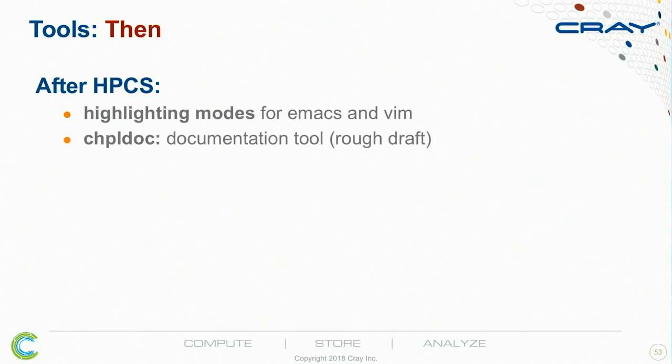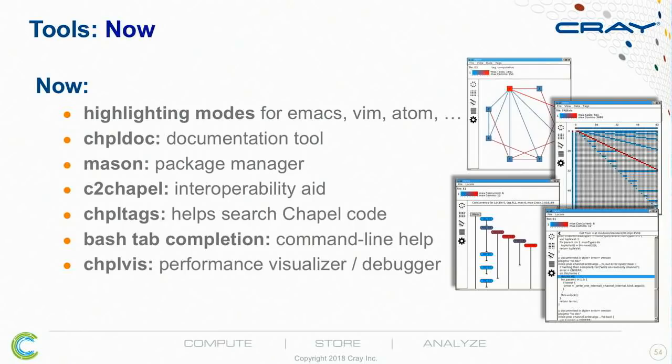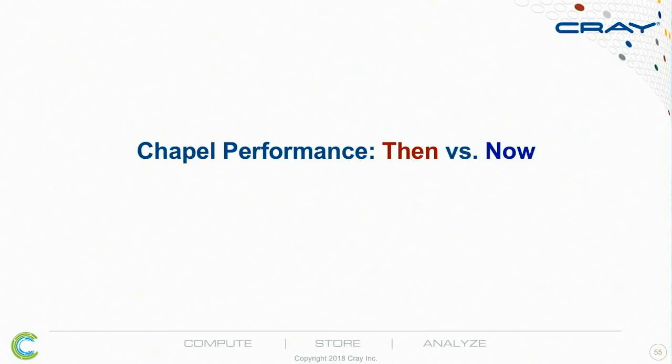And then in terms of tools, at the end of HPCS, we had highlighting modes for Emacs and Vim. We had Chapel Doc, or at least a rough draft of it, which was a documentation tool. And now we have those, as well as Mason Package Manager, a C to Chapel aid for interoperability, Chapel tags, which allows you to search your source code, bash tab completion, and this performance visualizer over on the side here, Chapel Viz. So a lot of great improvements to the ecosystem.